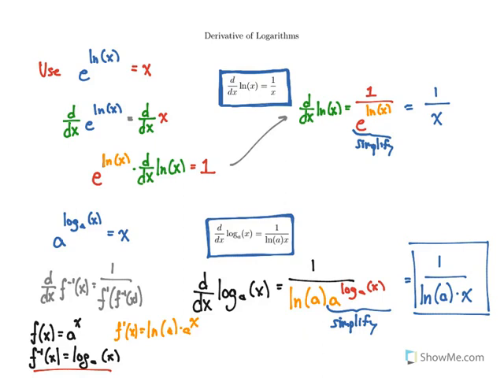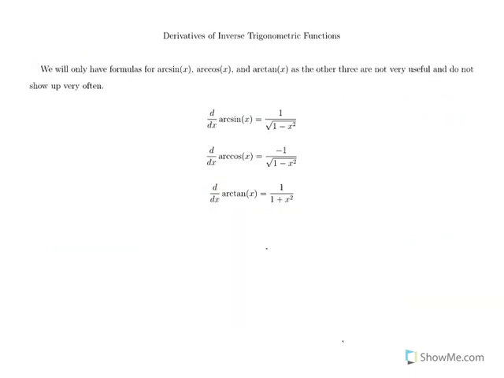All right, we're going to do a similar thing now with inverse trig functions. So here are the derivatives of our inverse trig functions, and note that we're only going to look at arc sine, arc cosine, and arc tangent, as the other three, arc secant, arc cosecant, and arc cotangent, are not very useful and do not show up very often, and really do not show up at all. So we're going to use just these three inverse trig functions, and we're going to have to know these derivatives.